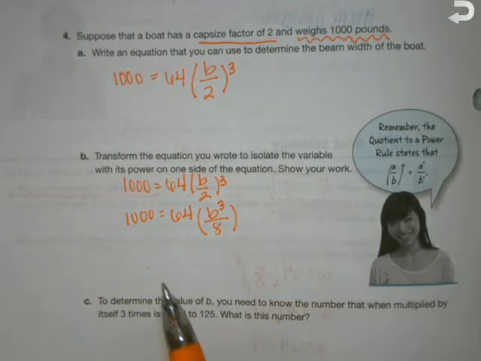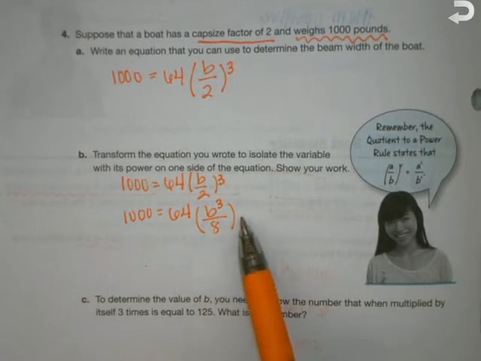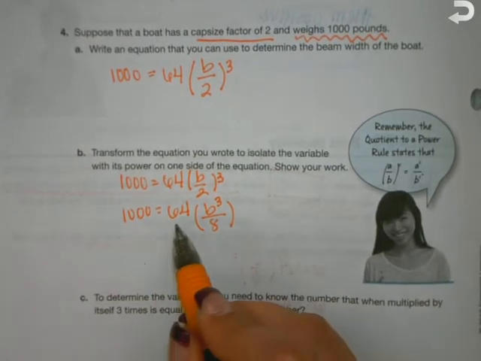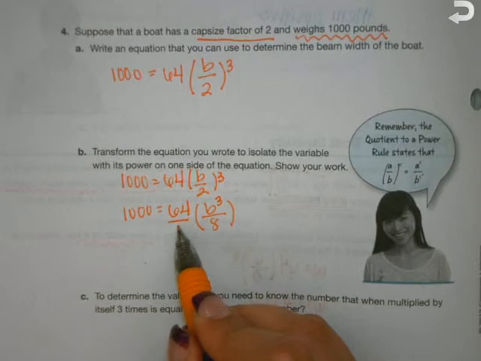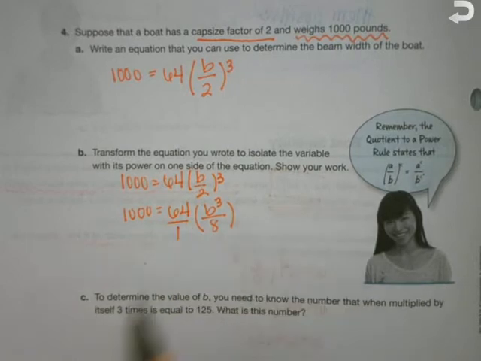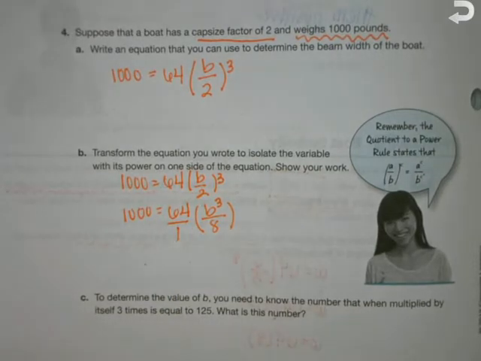Now, we can't simplify this b to the third over 8, but 64 is the same as 64 over, can I cross reduce here? Yes. How many times does 8 go into 64? 8.